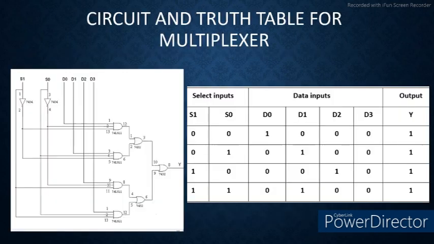Circuit and truth table for multiplexer. This is the circuit for multiplexer and truth table for multiplexer. Here we can see that we have used two selector lines, four NAND gates, two NOT gates, three OR gates, and one output. As we can see here, giving 0 in both S1 and S0, we get 1 at D0, 0 at D1, D2, D3, and 1 at Y.